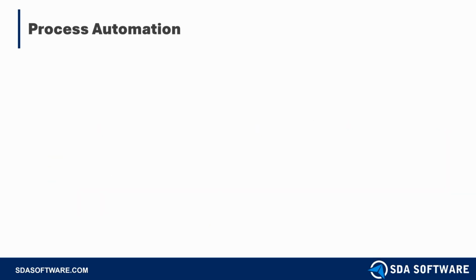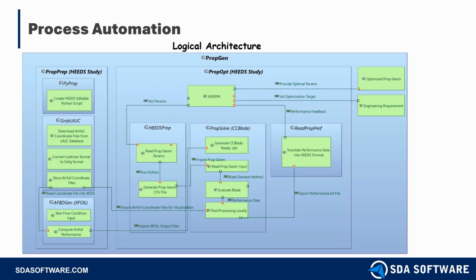Now let's talk about how HEEDS helped me automate the analysis process into something that is easy to use and repeatable. Right now I'm just going to show you this logical architecture. This is basically almost like a system diagram of PropGen, the in-house analysis process. It might be a little overwhelming, but I'll walk you through it. The biggest box here is the main system, PropGen. And of course, PropGen has 2 logical functions: it needs to provide me the optimized propeller blade geometry, and it also needs to meet the engineering requirements.